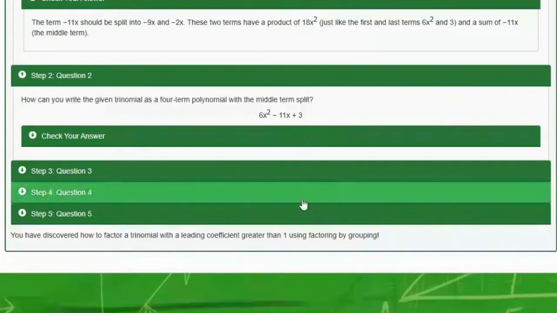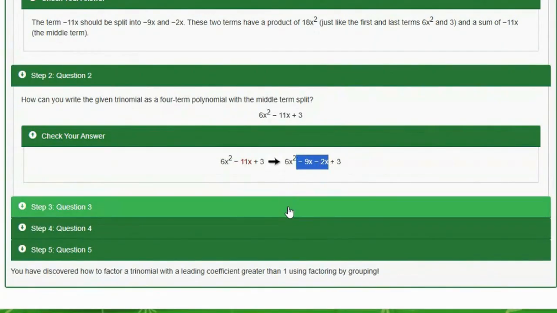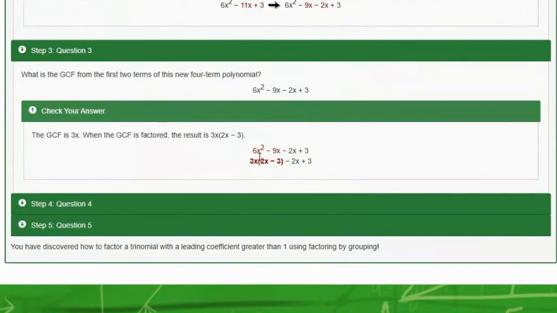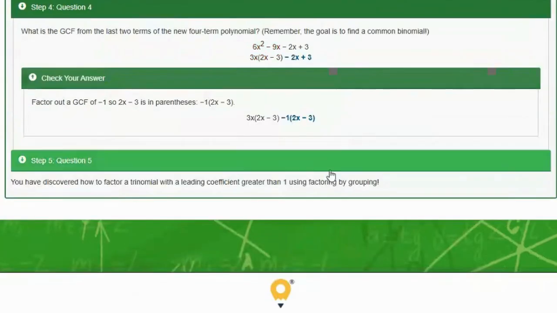Says, how would you write the given polynomial now with the new terms? That's the negative 9x, negative 2x. So rewriting it as 4 terms. Then you're going to group it. The first 2 terms, you can pull out a 3x. The second 2 terms, you can pull out a negative 1.